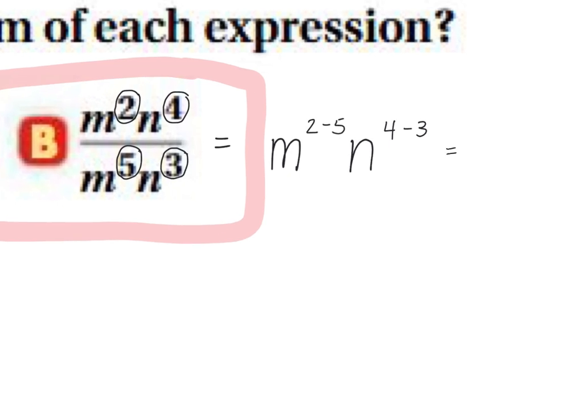Okay. Now, all we're gonna do is simplify a little bit. So we're gonna simplify those exponents. What is 2 minus 5? Negative 3, okay? So M to the negative 3 power, N to the first power, okay? Can we simplify this more? How?